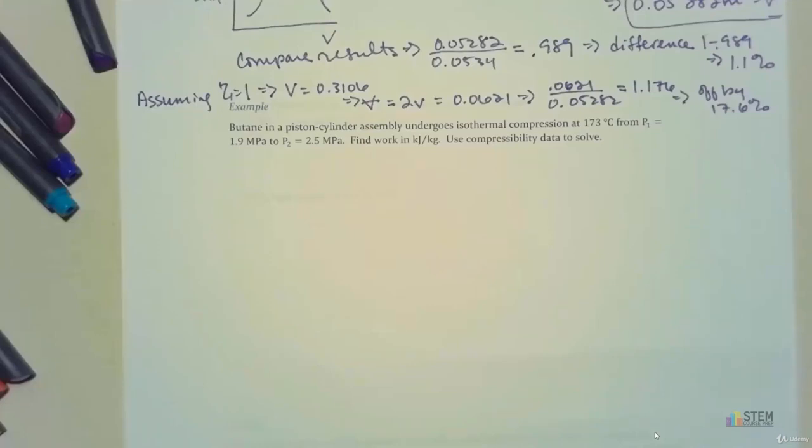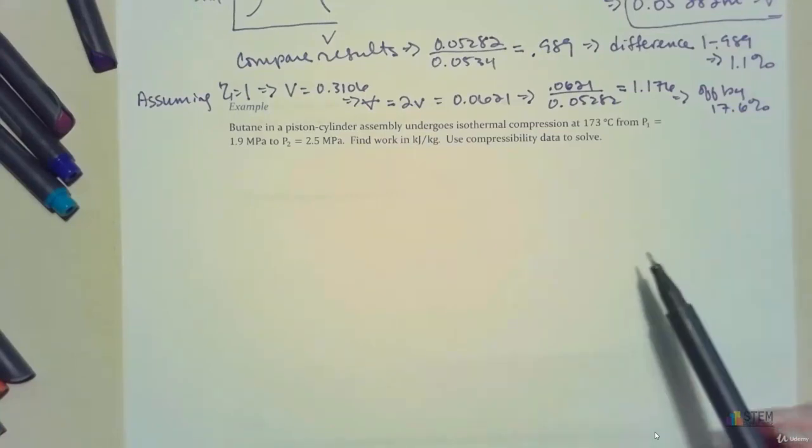In this example, we are going to have butane in a piston cylinder assembly. It's going to undergo isothermal compression at a temperature of 173 degrees Celsius from a pressure P1, which is equal to 1.9 megapascal, to a pressure P2, which is equal to 2.5 megapascal. We're going to find work in kilojoules per kilogram, and we're going to use compressibility data to solve this problem.